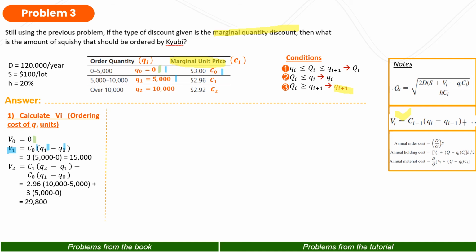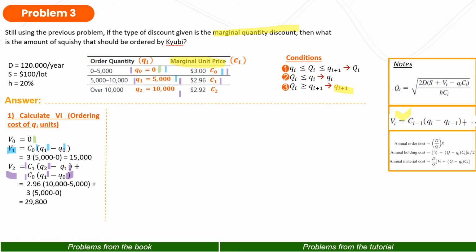And then for the V2, we sum up the cost, the C1 times the q2 minus q1, plus the C0 times the little q1 minus little q0. So it is the previous cost times the present little q minus the previous little q.